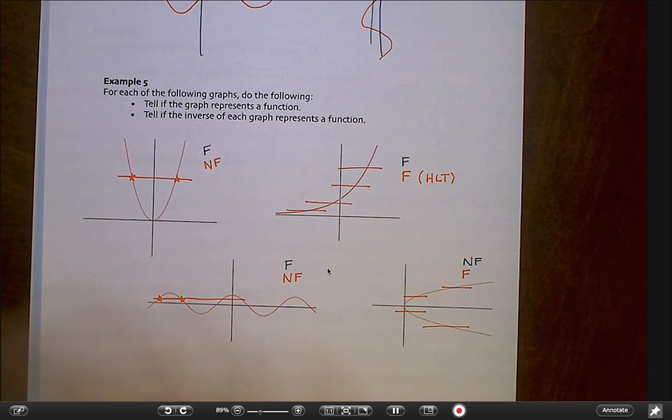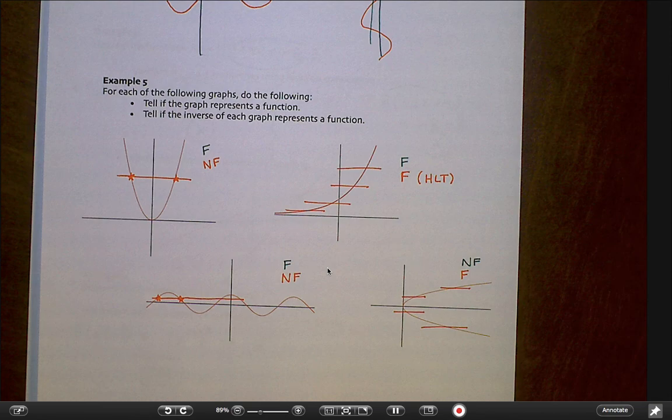So, like I said, the biggest thing I want you to take away from this is that you've got to be real specific in your justifications. Are you talking about the original graph, or are you talking about the inverse graph? Because you could go either way. Okay, I think that's everything I wanted to say on inverse functions.